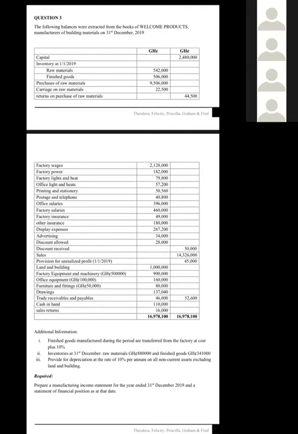What is the figure for calculated unrealized profit? 31,000. And what is the figure for closing inventory of finished goods? 341,000. What will be the figure to be reported for closing inventory of finished goods? 310,000. Very good. 310,000.